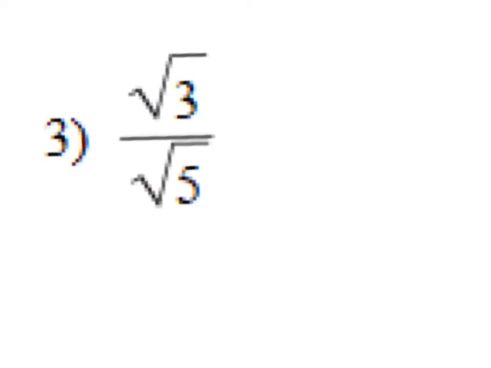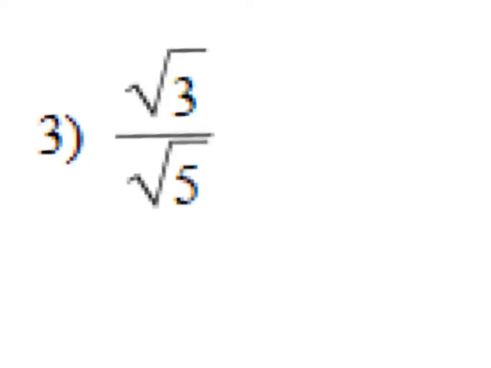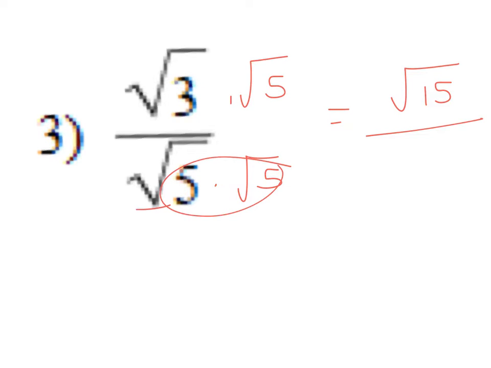On number 3, I can't reduce my fraction, so I'm going to go ahead and multiply by the square root of 5 on top and bottom. So on the top, I have the square root of 15. On the bottom, I'm going to pair up and move out the 5s, so I have a 5 on the bottom. Now 15 breaks down to 3 and 5, so nothing will pair up and move out.